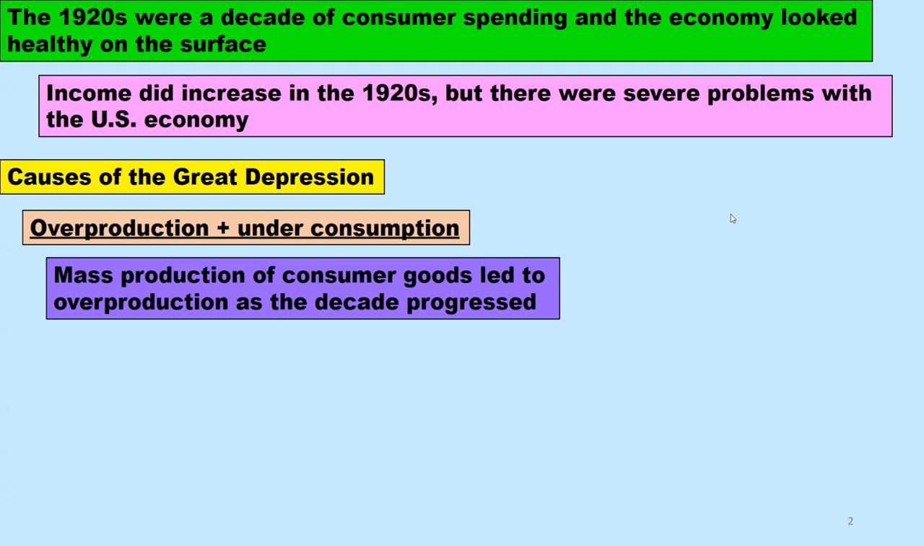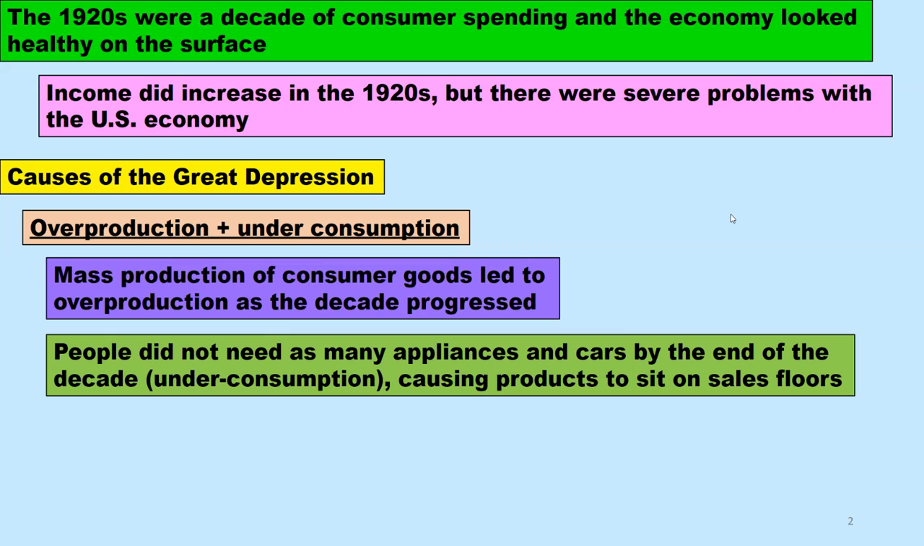Okay, so you have an overproduction of goods. You're flooding the market with your product, and there's not enough demand. It's going to hurt the business and industry. Okay, so you don't need as many appliances as what we just talked about. And so you're going to see a lot of products just sitting there on the sales floor. And you're going to start to see some businesses actually go belly up before the Great Depression even happens.